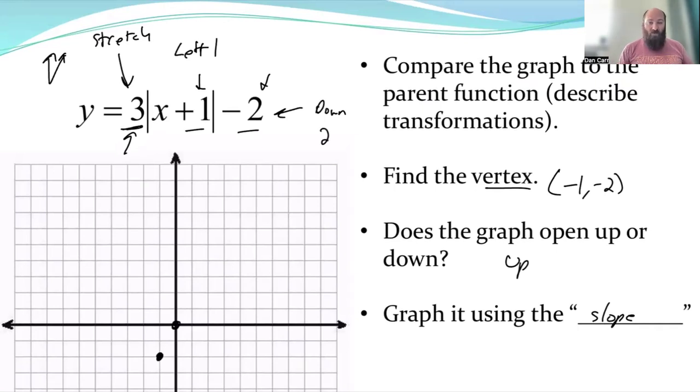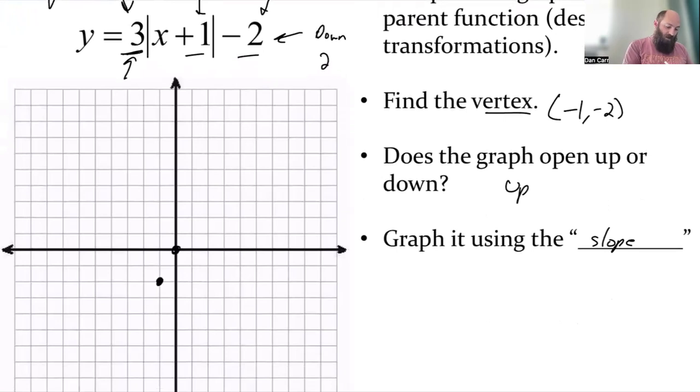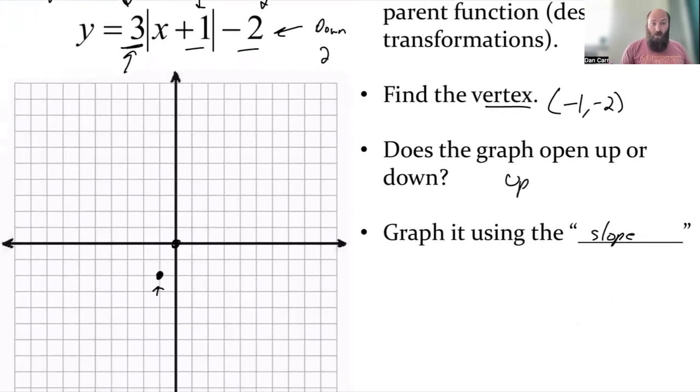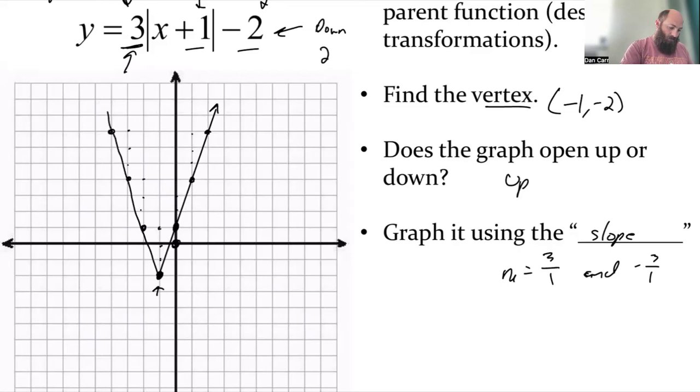Okay, so that's my informal way of doing it. So we can see where the vertex is right here. With my stretch of 3, I can treat it as a slope of 3/1 and -3/1, meaning from the vertex it's going to go 1, 2, 3 up, 1 to the right, 1, 2, 3 up, 1 to the left. And go 1, 2, 3, and 1, 1, 2, 3, and 1. Do the same thing like that. So there is my absolute value. That's the transform version there.